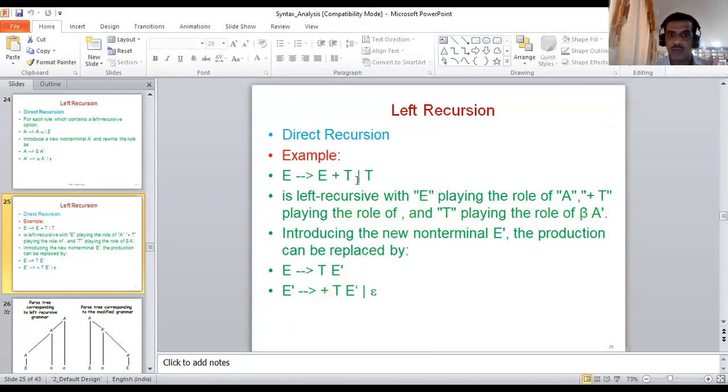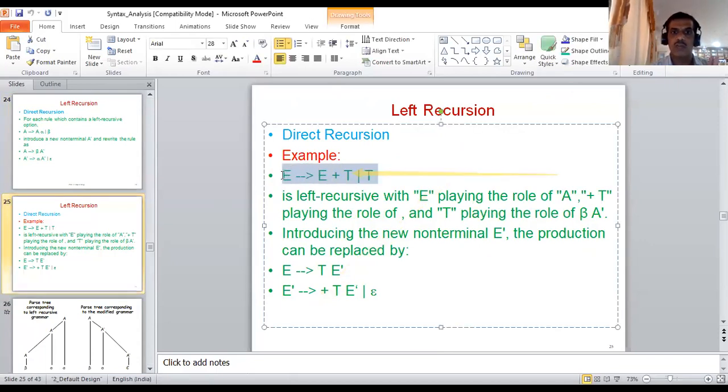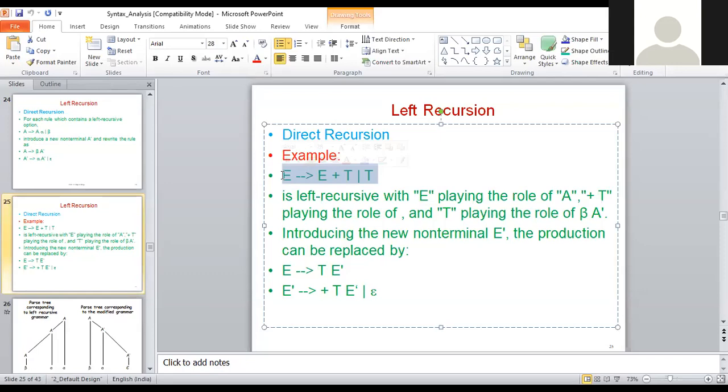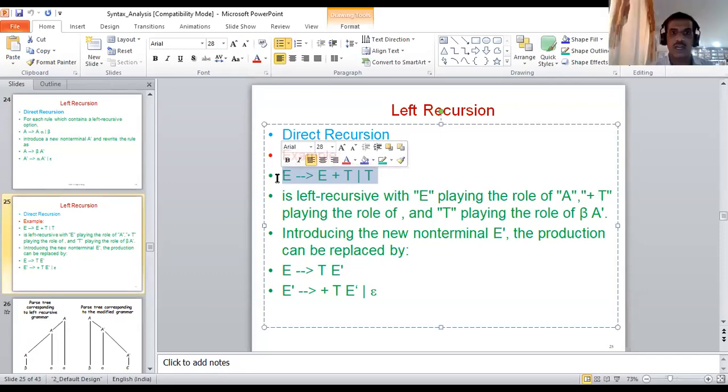Why is it called left recursion? How do you identify it as a left recursion? Any one of you? The first letter on the right hand side is the same as the left hand side. Since E is on the left hand side and the first symbol on the right hand side is also E, such productions are called left recursion. Such left recursion productions should not be there in top down parsing.